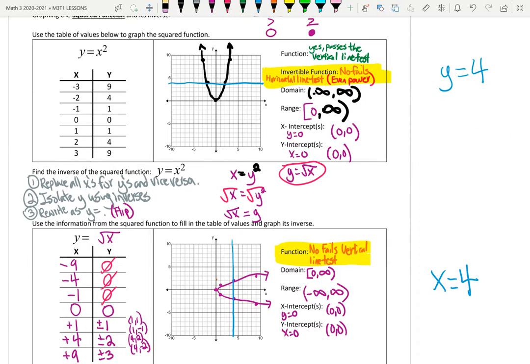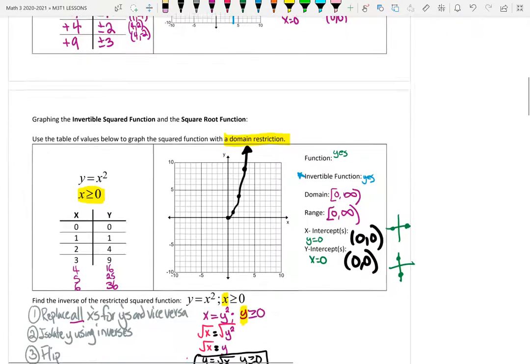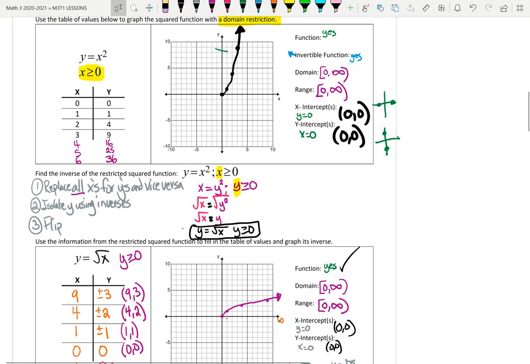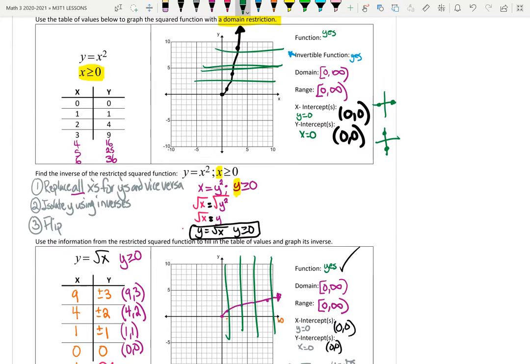Let's look at our second example with the domain restriction. Because this top graph passes the horizontal line test, it means for sure that the inverse will pass the vertical line test. What the word invertible means is if it's invertible, the inverse will be a function. So when you do this horizontal line test, you are also testing the inverse of another graph.